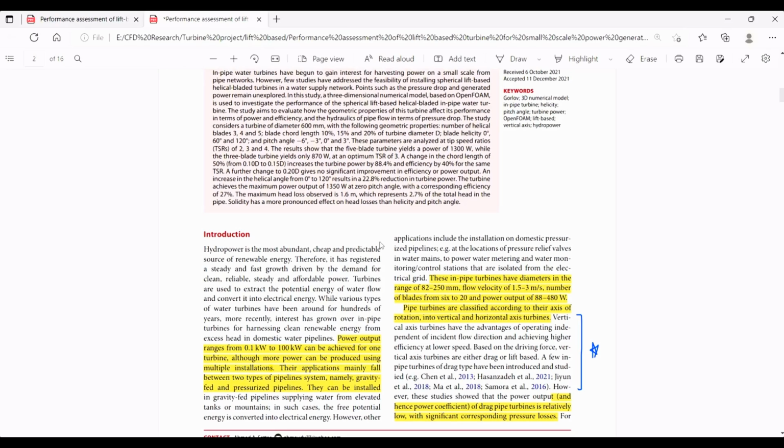or canals. So the power output of these turbines ranges from 0.1 kilowatt to 100 kilowatt, and this power can be extracted as explained earlier with the help of a turbine. And to increase the power output even further, an array of turbines can be used, and the applications of the power generated from turbines could be numerous, and the power extracted from pipeline systems can be of two types. First one could be from gravity fed pipelines, and second one could be from pressurized pipelines.